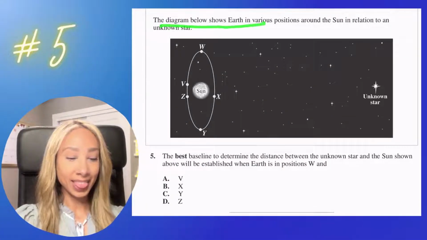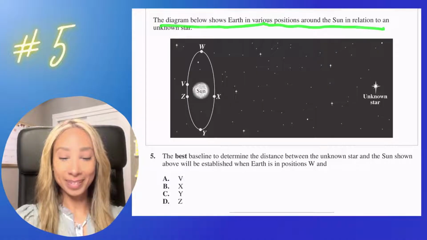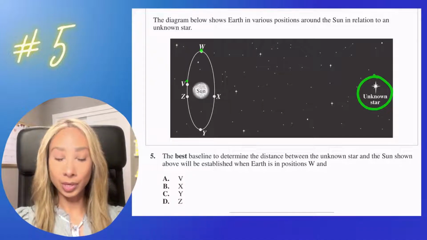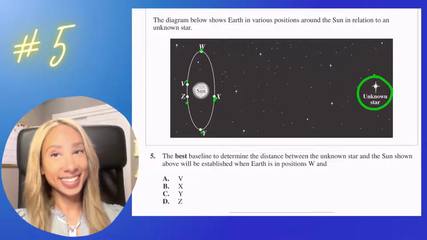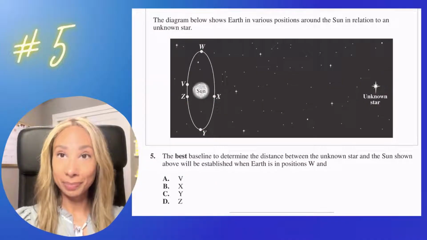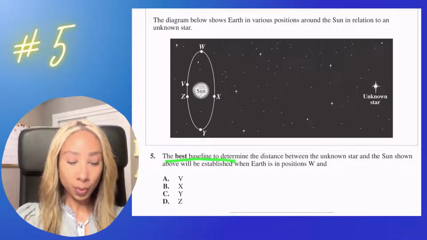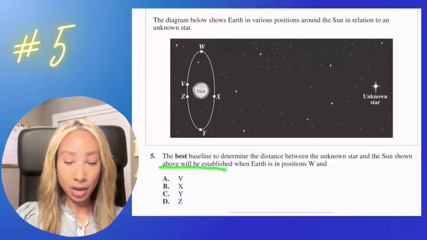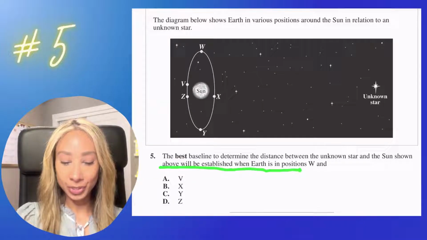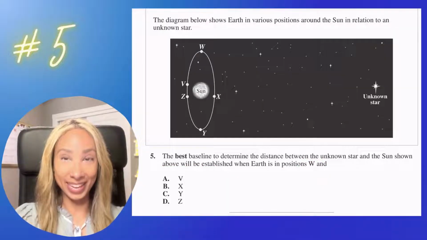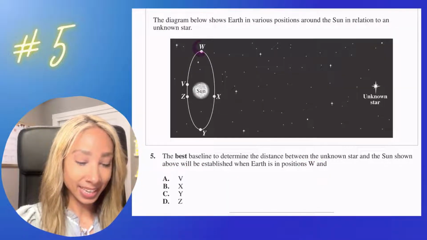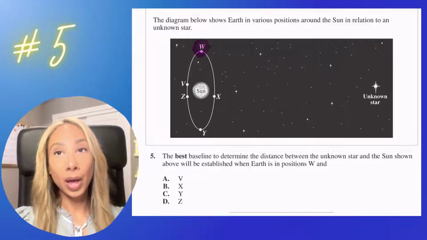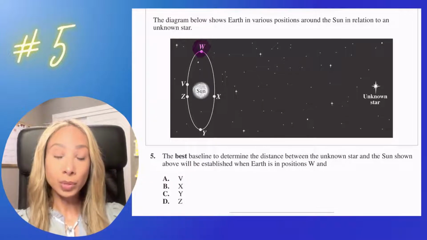Okay, number 5. The diagram below shows Earth in various positions around the sun relating to an unknown star. So what they're saying is here is our unknown star, but we know Earth goes around the sun because of that heliocentric model, and it's at different positions at different times of the year. We want to know the best baseline to determine the distance between the unknown star and the sun shown above will be established when Earth is in position W and blank. So here is the position we're looking at for Earth, just going to be that W position there. And then they're saying, well, how do we figure out the distance of that unknown star? What can we use as a baseline?